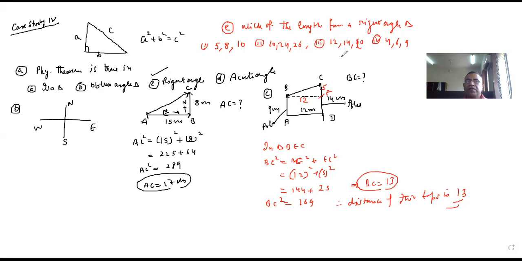So what is the method to do it? You have to try for each option. Select the longest side. Suppose in option number 1, the longest side is 10. So the square of the longest side must be equal to the sum of the squares of the other two sides. If it is, then it is a Pythagorean triplet. In the same way, here the longest side is 24. So the square of the longest side is equal to the sum of the squares of the other two sides. Here the longest side is 20, so here again you will apply. Here the longest side is 9. So check and tell me the answer.